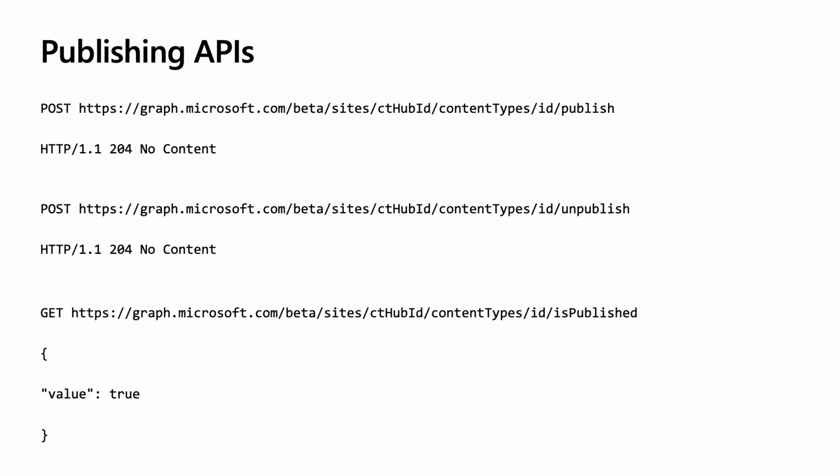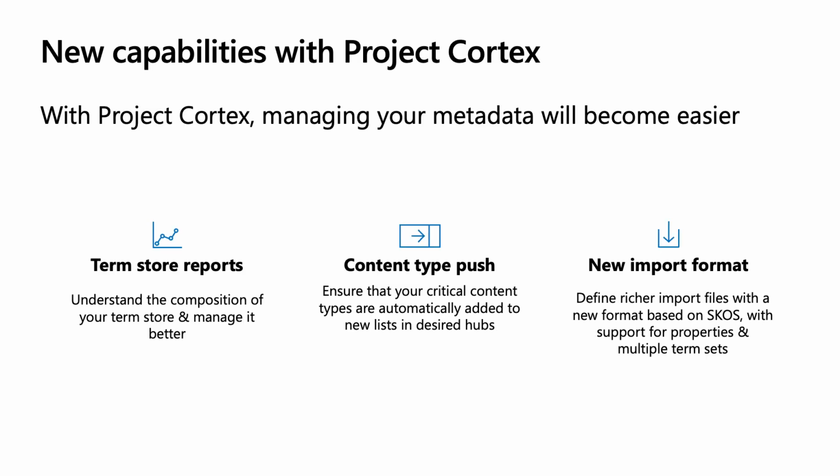Next, I'd like to move on to some of the new and exciting capabilities that will be available with Project Cortex. With Project Cortex's intelligent content services offering, we will be aiming to make your metadata management efforts much simpler. There are a bunch of new features that will be coming, and some of those that are related to taxonomies and content types are specifically the term store reports. These reports are a set of composition reports that help you understand your term store better and will help you take informed decisions in its management.